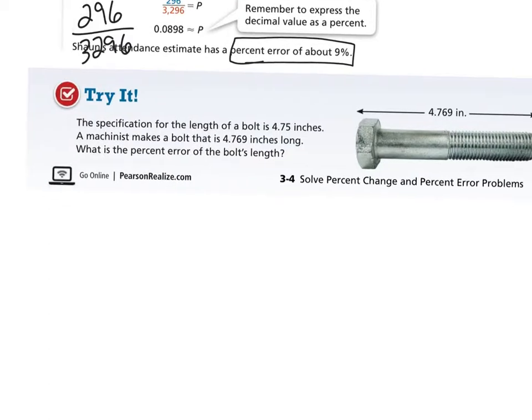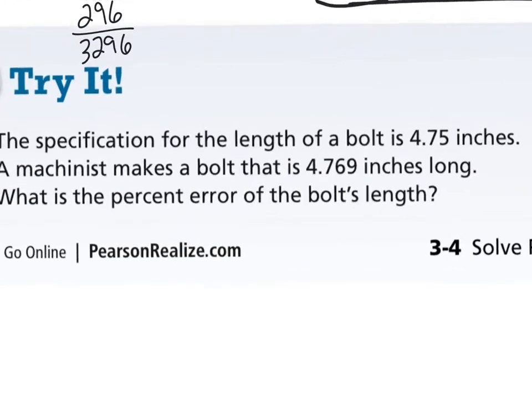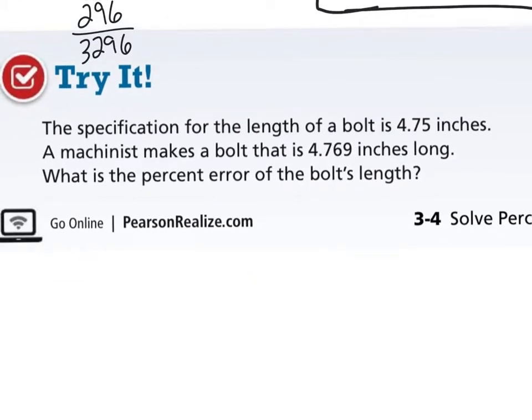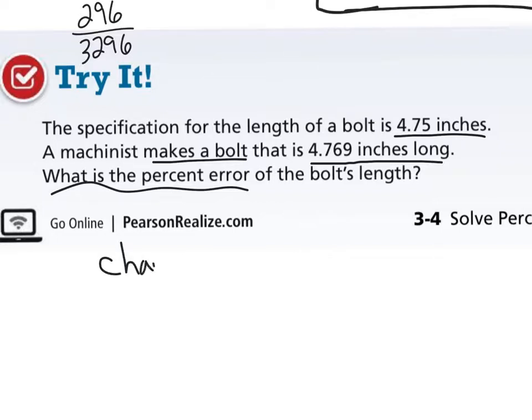So if we look at the try it, the specification for the length of a bolt is 4.75 inches. In other words, that's how long it's supposed to be. A machinist makes a bolt that is 4.769 inches long. What is the percent error of the bolt's length? So we're going to look at the change divided by the original, or change divided by the actual, if you want to look at it that way.